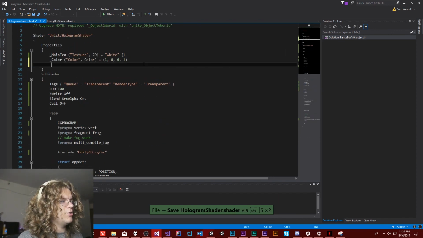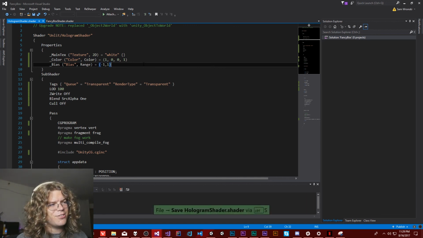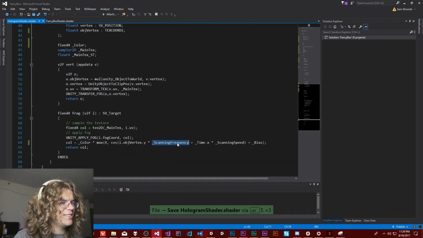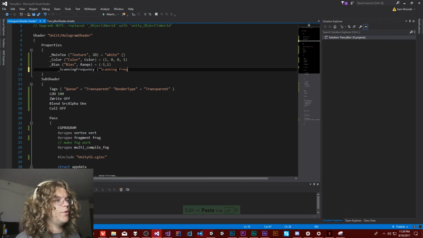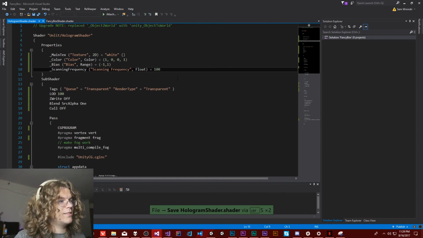So we need to introduce a bias, which is going to be just bias. And that can just have a range. I think this is valid. We're going to test. I don't know if that works, but I'm going to pretend like it works because I'll feel really happy if it does. Then we're going to add a scanning frequency. And so this is really just taking all of those values we wanted to add and copying them over into our actual shader. So we were using 100 before, so I'm just going to keep that.